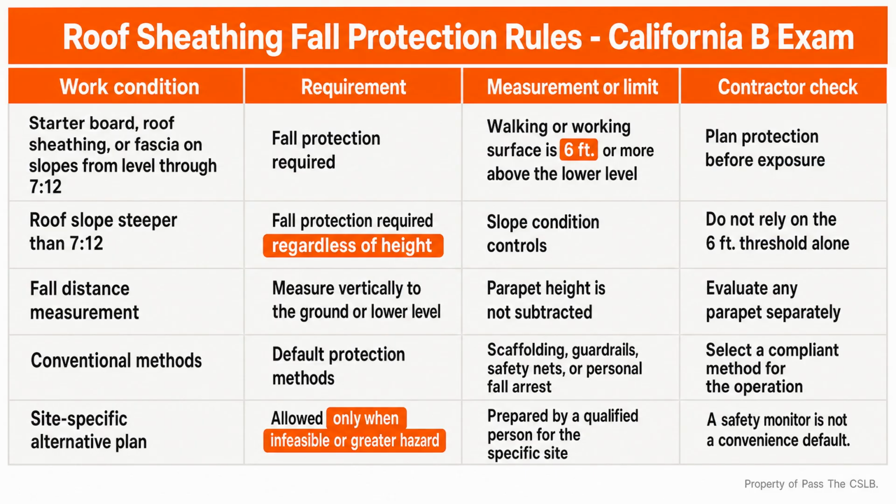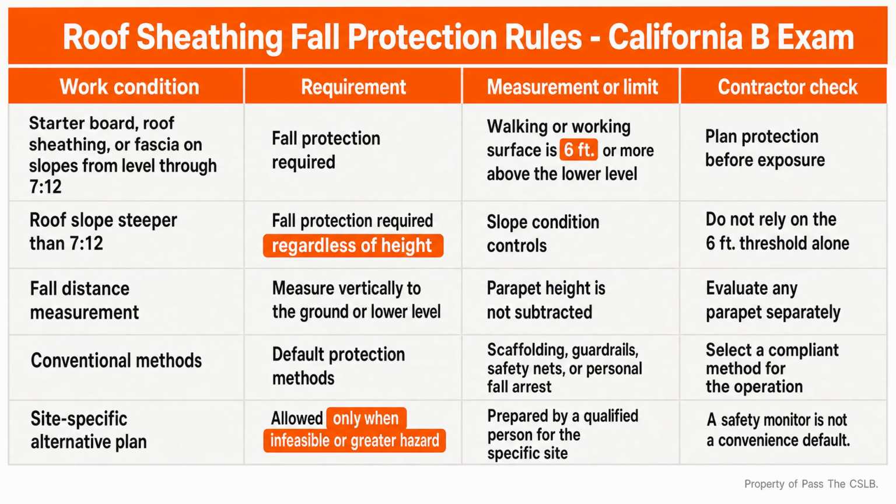Conventional fall protection is the default. The report identifies methods such as scaffolding, guardrails, safety nets, and personal fall arrest systems. A written site-specific plan using safety monitors and controlled access is not a convenience option that an employer chooses because tie-off takes time. That alternative is permitted only when the employer demonstrates that conventional methods are infeasible or would create a greater hazard. The plan must be prepared by a qualified person and applies to the specific site.